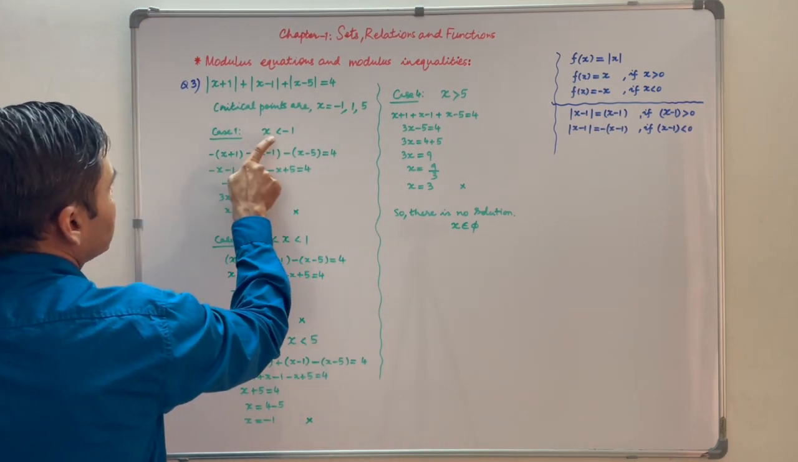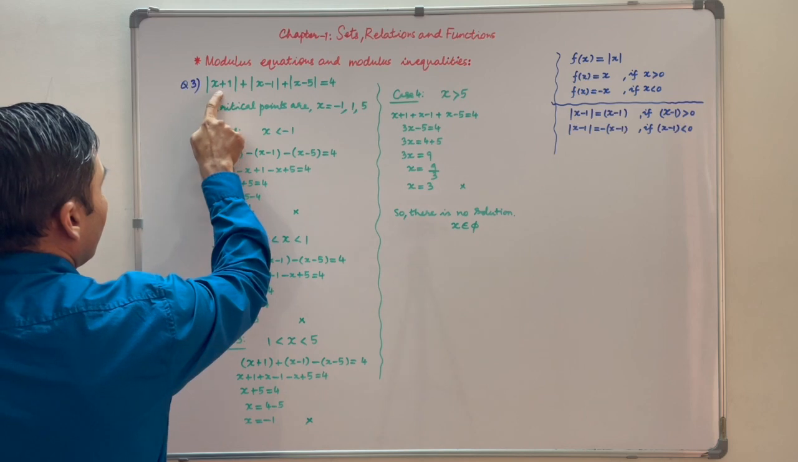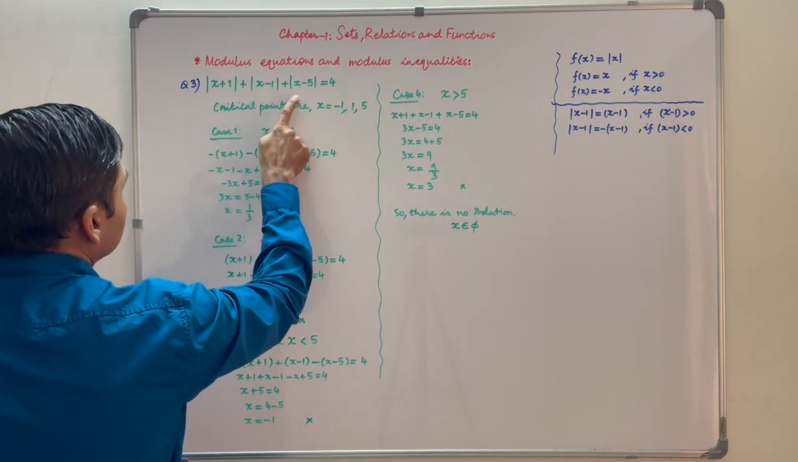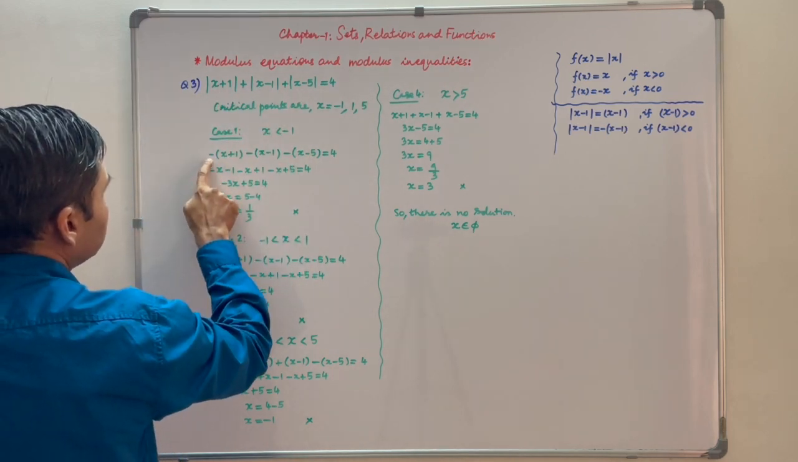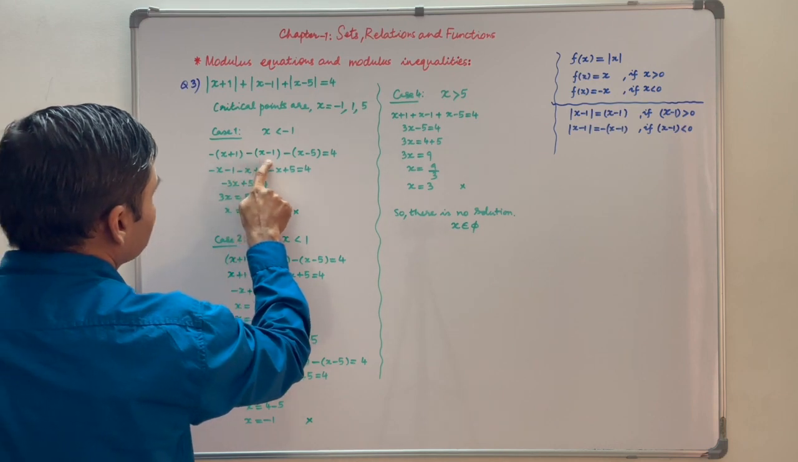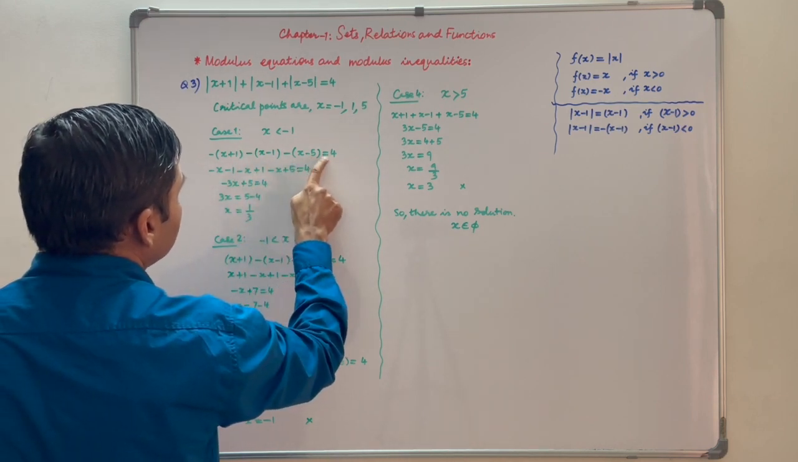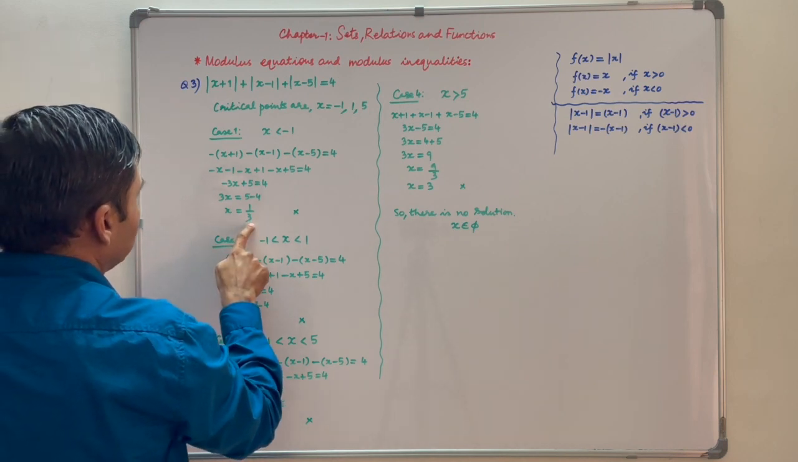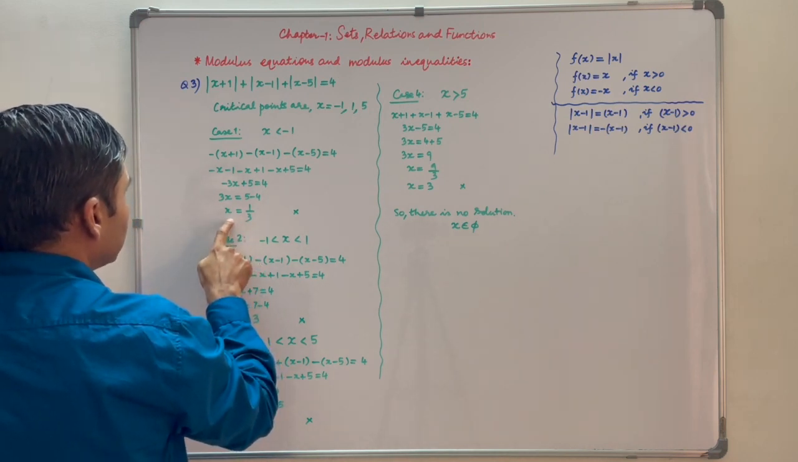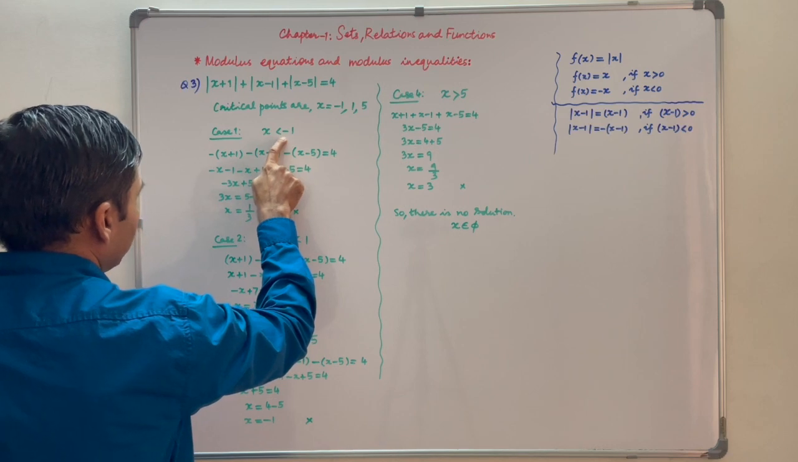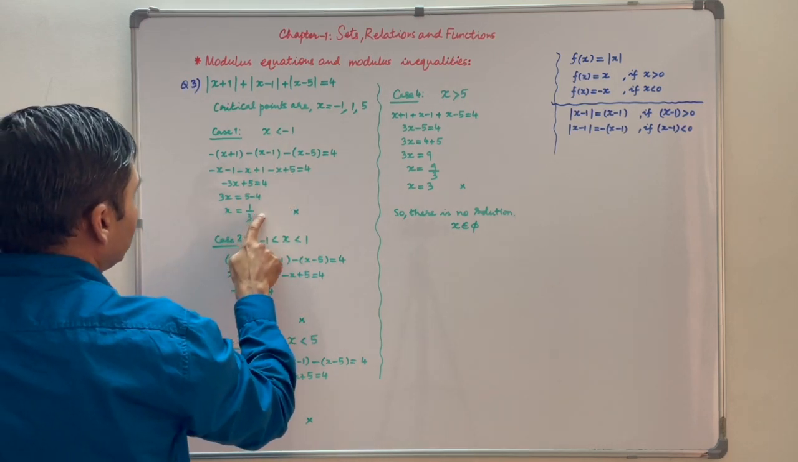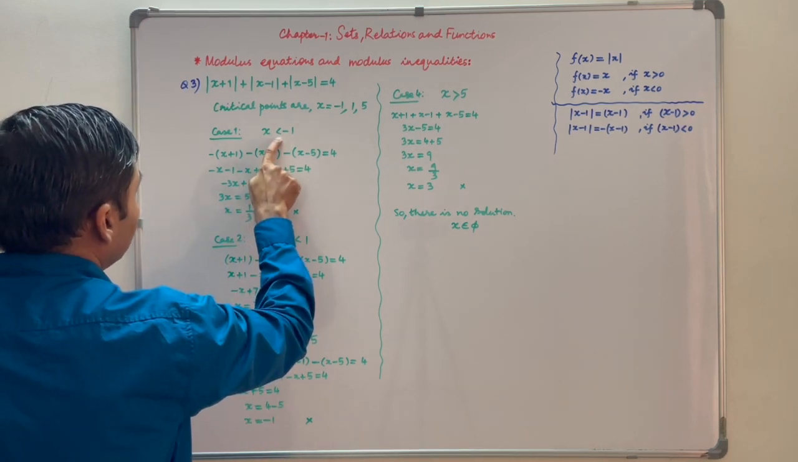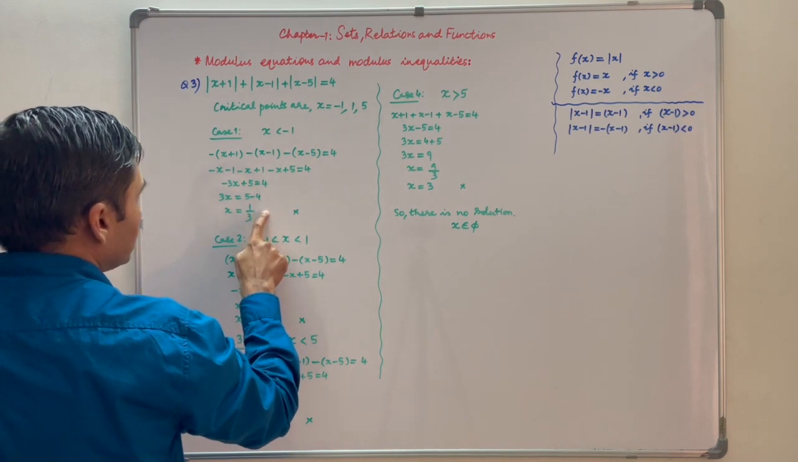When x is less than −1, all of them will be negative. So we will write it as −(x + 1) − (x − 1) − (x − 5) = 4. That gives x = 1/3. So we have to check whether this is a solution against this condition. So x = 1/3, whether x is less than −1? No. So this is not the solution.